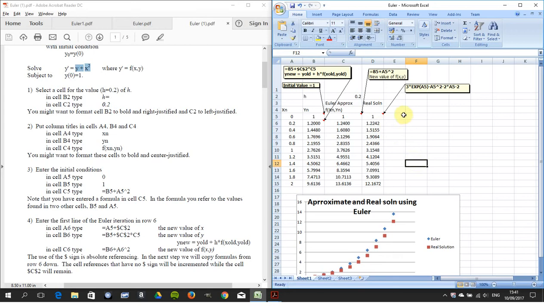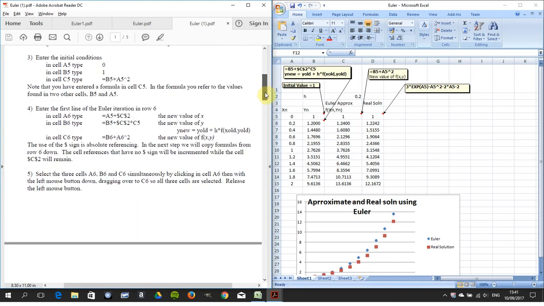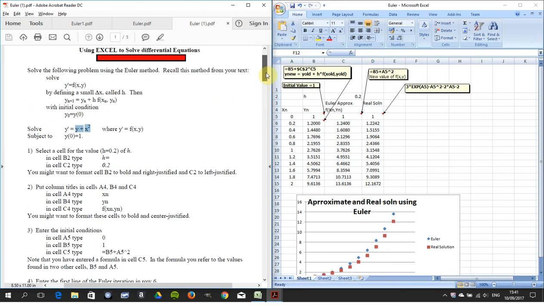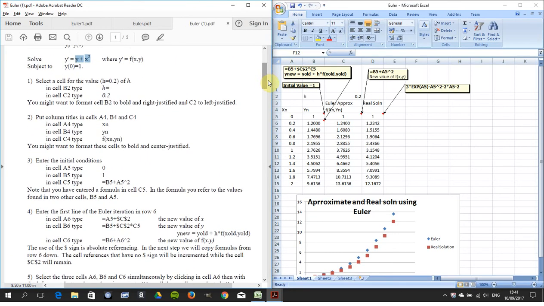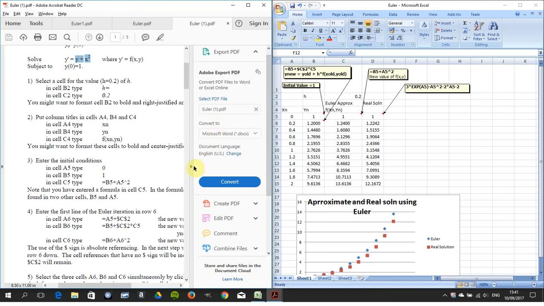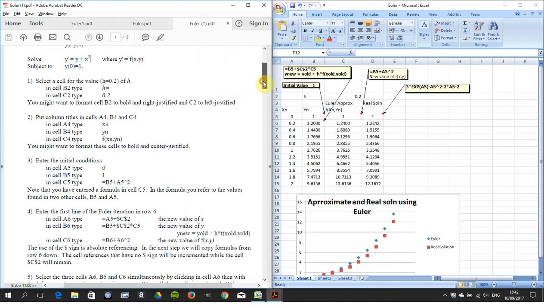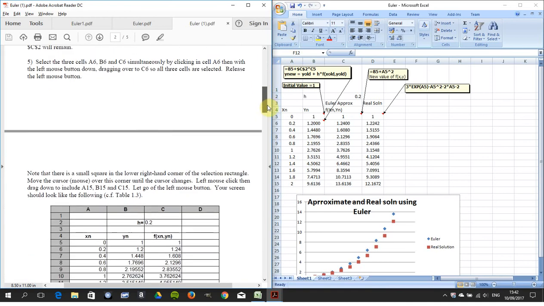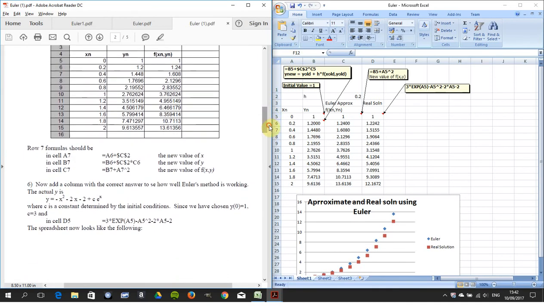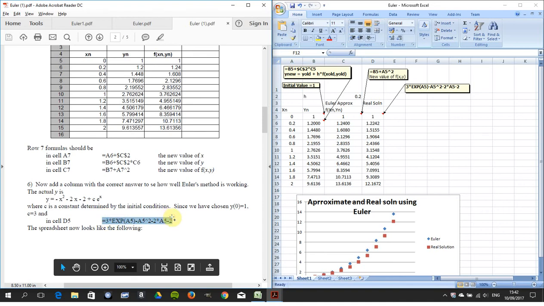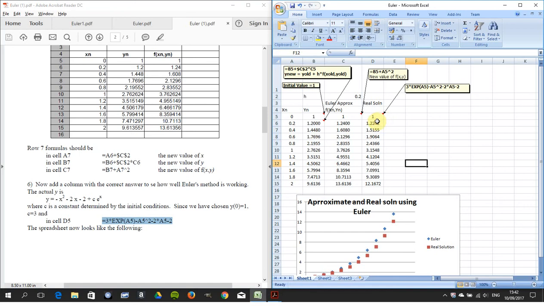Now the real solution, which you could solve by hand, is somewhere, just find it now a sec. The real solution is there. So you could integrate that by hand. We've banged that in there, just give you a chance to see the formula up there. So there's the real solution.